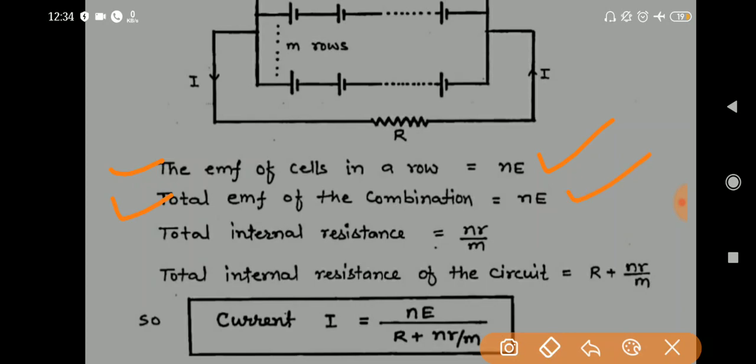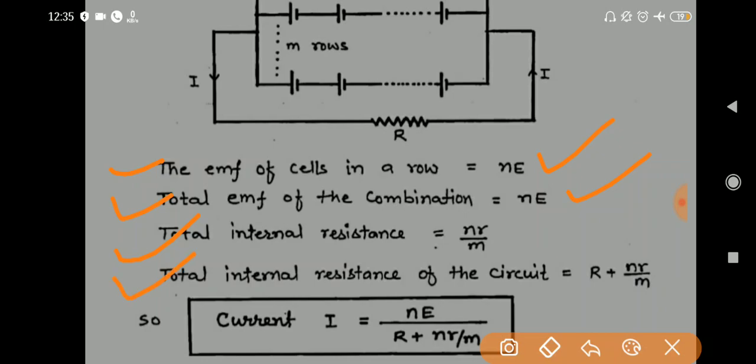Because these rows are connected in parallel, the total EMF of the combination of cells is nE, because in parallel combination EMF is the same. Now the total internal resistance of the circuit is nr by m, because the internal resistance of each row is nr and there are small m such rows, so total internal resistance is nr by m.